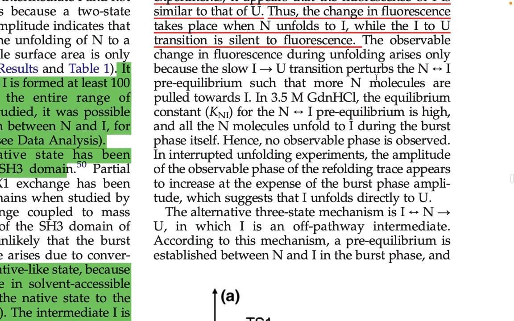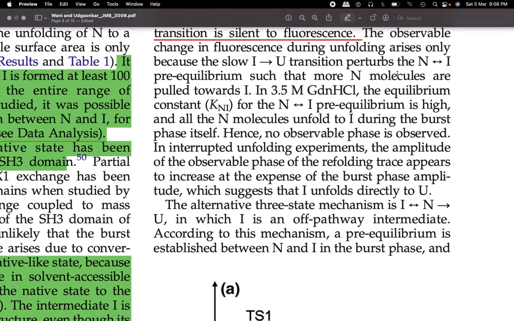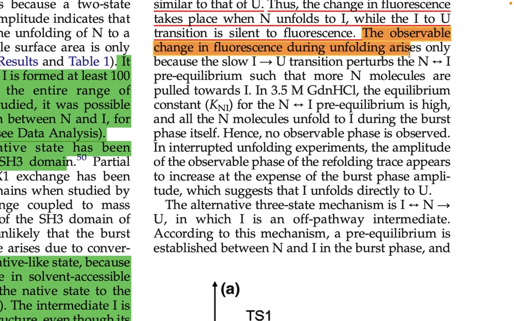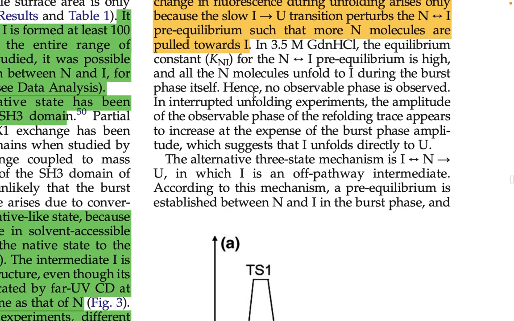to the fluorescence. Now, the observable change in fluorescence during unfolding arises only because the slow I to U transition perturbs the N to I pre-equilibrium such that more N molecules are pulled towards I. In 3.5 molar guanidinium hydrochloride, the equilibrium constant KNI for the N to I pre-equilibrium is high and all the N molecules unfold to I during the burst phase itself. Hence, no observable phase is observed.